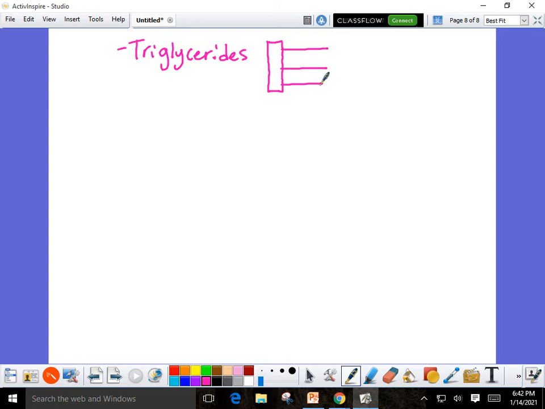I thought I had something about oil written on here, but I guess I didn't. Sometimes the triglycerides are made with saturated fatty acids, and they're straight like the one I just drew here. These types of fats are solid at room temperature, so things like butter, lard.